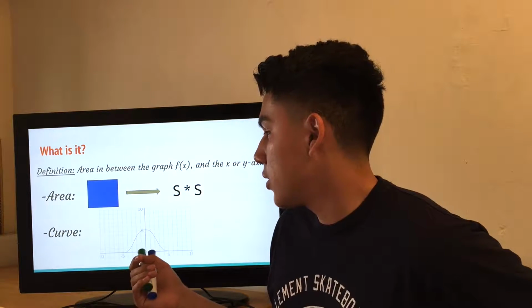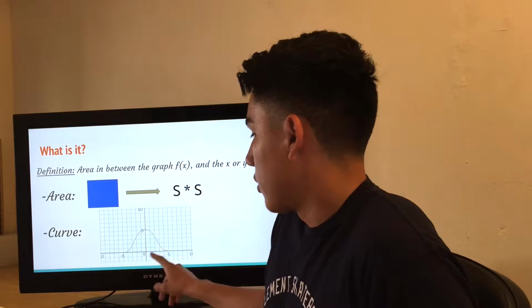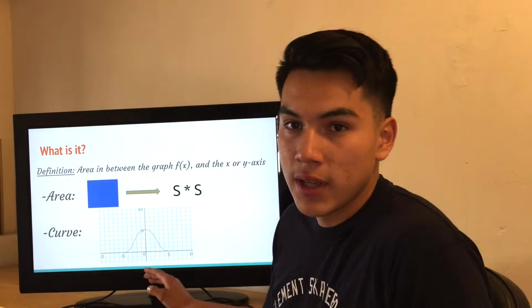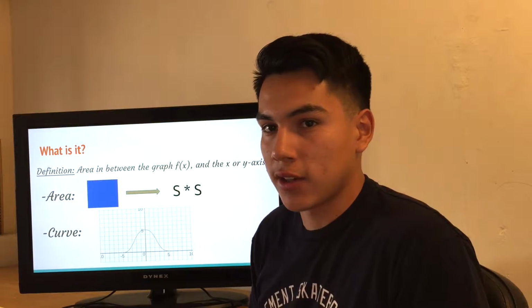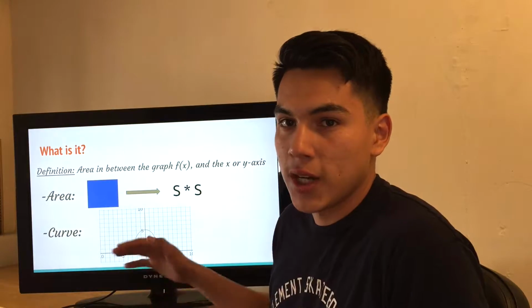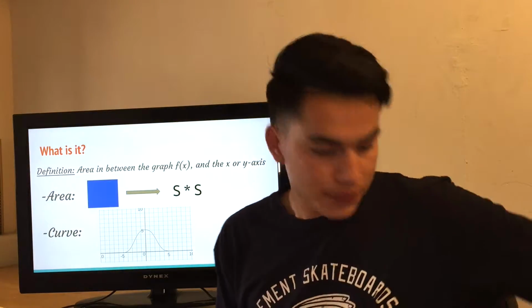What sets this apart though is the curve. As you can see, rather than a square or a circle or whatever, you have a function right here along the graph. And when you're looking for area underneath that curve, you're looking for everything in between this general section with given points. I'll get more into detail down the line.